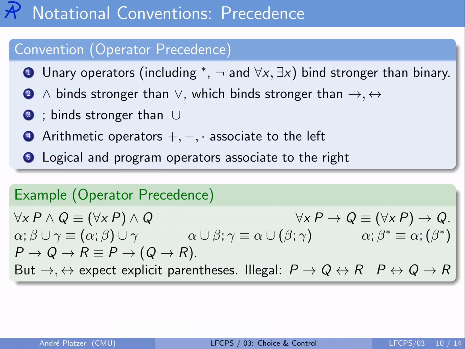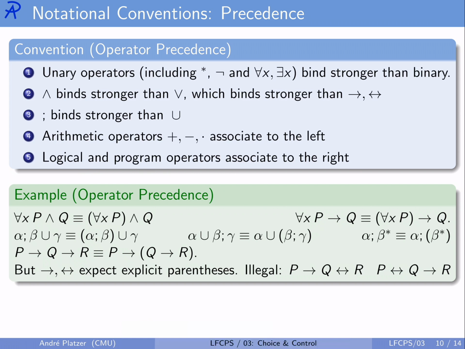Also, our notational conventions, just to make sure we're cutting down on the number of parentheses, but you can still read hybrid programs unambiguously. We'll still make sure that unary operators, including the non-deterministic repetition star and logical negation, but also the quantifiers for all and exists, bind stronger than binary operators such as and, or, implies, and and binds stronger than or, which in turn binds stronger than implication and bi-implication. Semicolon binds stronger than non-deterministic choice, and also sometimes you'll need to know that arithmetic operators all associate to the left, while logical and program operators all associate to the right.